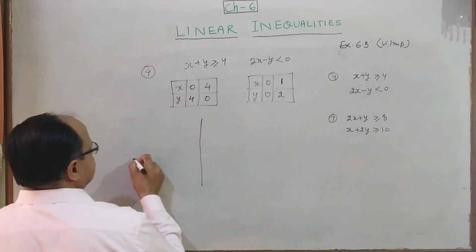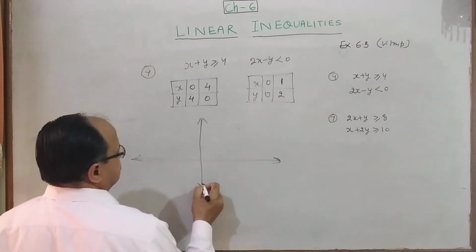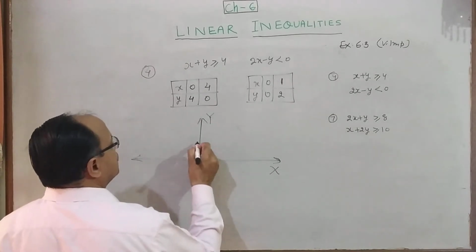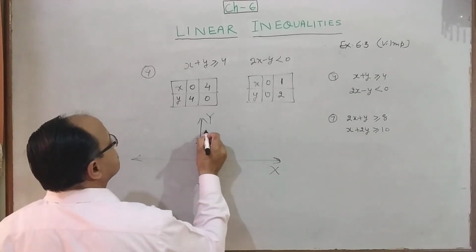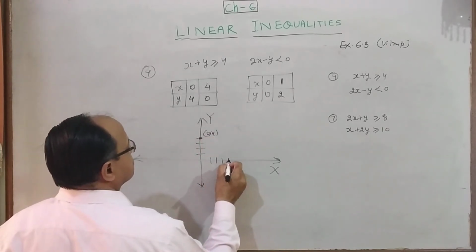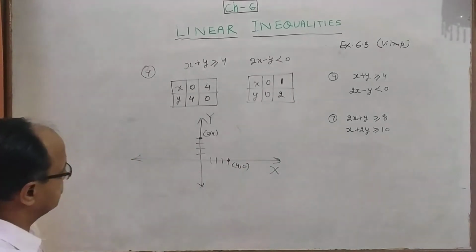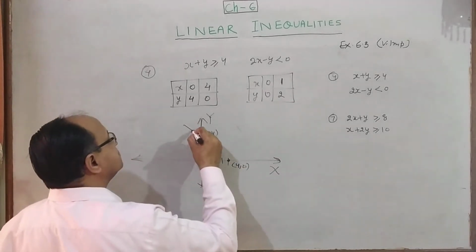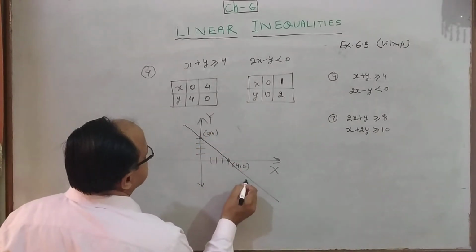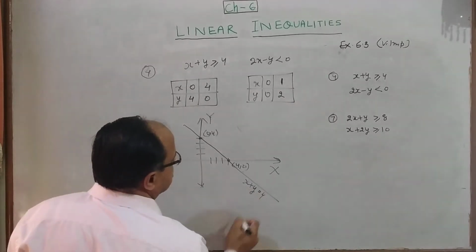Now draw the graph. X axis, y axis. 1, 2, 3, 4, 0, 4. 1, 2, 3, 4. 4, 0. Correct? Draw the line. This is the equation x plus y is equal to 4.